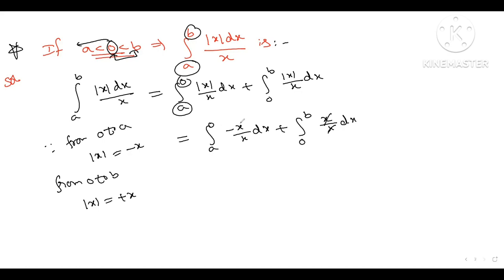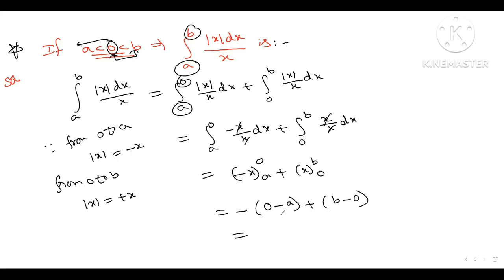Here x gets cancelled. Minus the integration of dx is minus x, from limits a to 0. Here the integral of 1 dx is x, from limits 0 to b. What do we get here? Minus, first write x replaced by upper limit minus lower limit. So we get plus a plus b. The answer is a plus b.